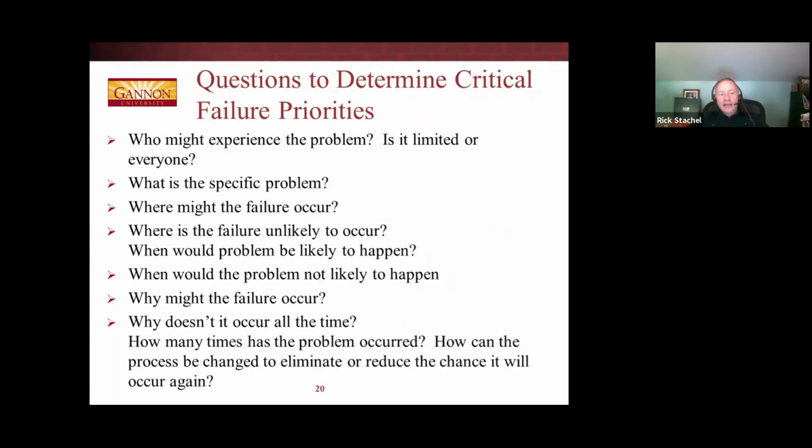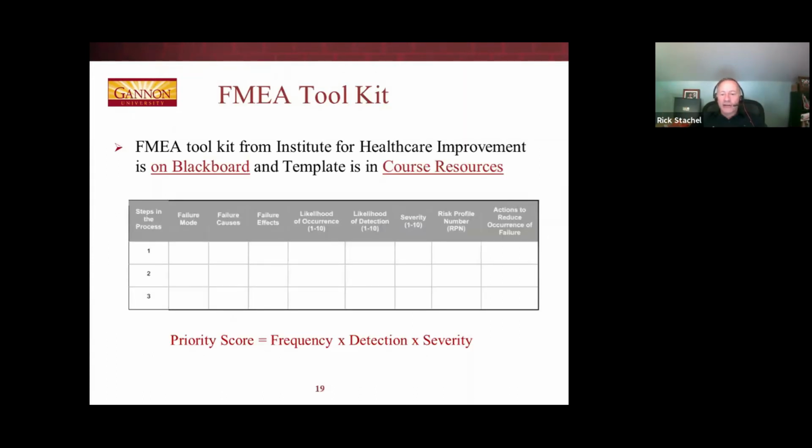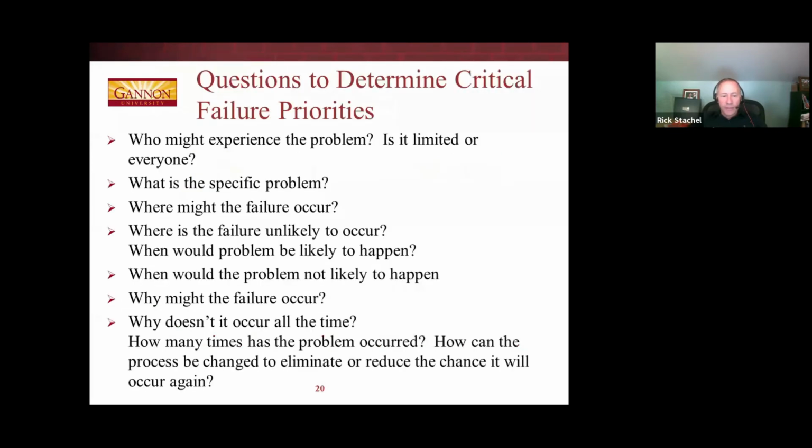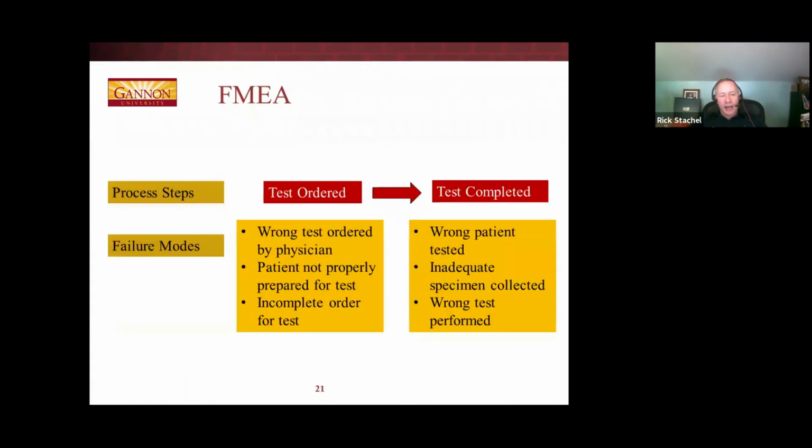The questions you ask yourself are: who might experience the problem? Is it limited to one person or everyone? Obviously, the ones that are not as limited will have a higher severity level on a 1 to 10 scale. What is the specific problem? Where might it occur? Where is the failure unlikely to happen? When would it likely be happening? When would the problem not be likely to happen, and why might the failure occur, and why doesn't it occur all the time? How many times has it occurred that you know of, and can the process be changed to eliminate or reduce the chance that it will occur again?